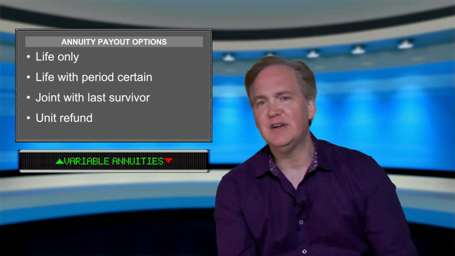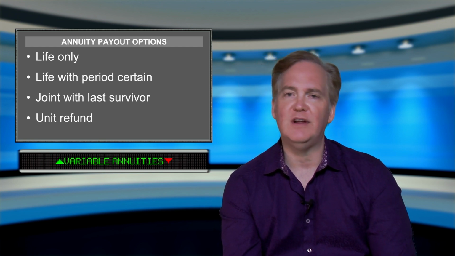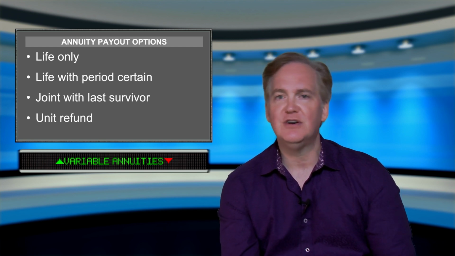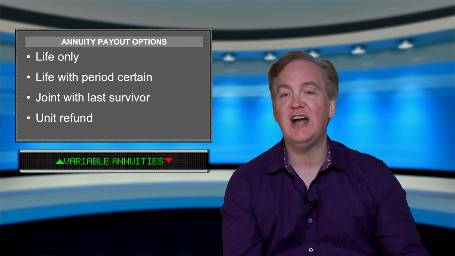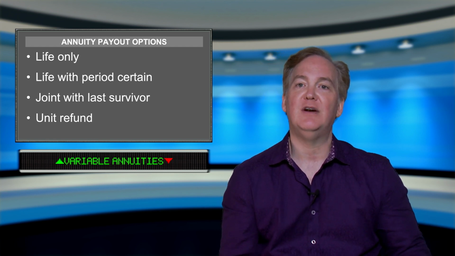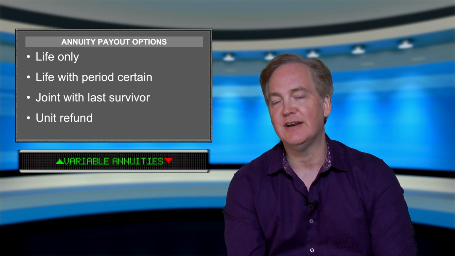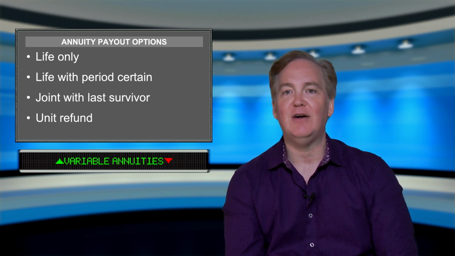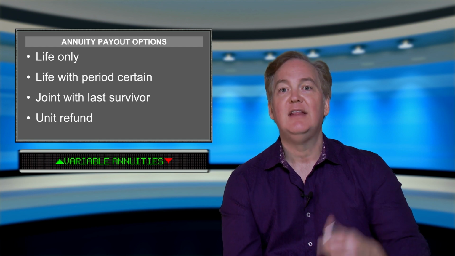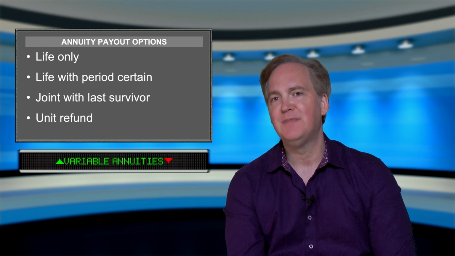So life with a period certain will have a lower payout than life only. And the longer the period certain, the lower the check. A life with 10-year period certain would have a greater payment than life with 20-year period certain. Now, if the person outlives the period certain, the investor will receive the money until they pass away.